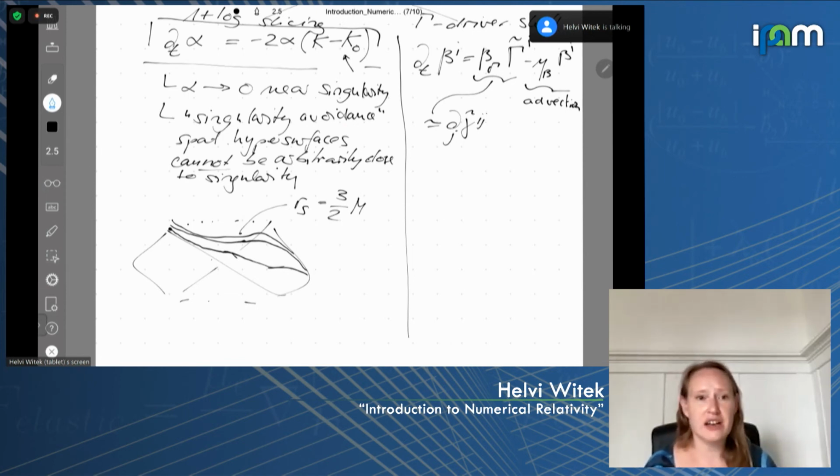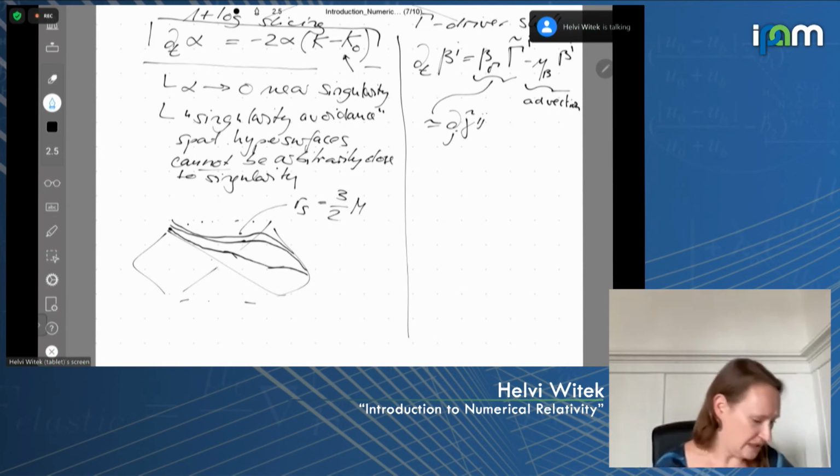And actually, these conditions and variants thereof were known before the breakthrough. There's a very nice paper from 2002 by Miguel Alcubierre and collaborators, where they have a collection of different gauge choices, both for the lapse and for the shift, both elliptic and hyperbolic choices. So if you're interested, you may want to look at this paper, or he also has a very nice summary, of course, in his textbook.